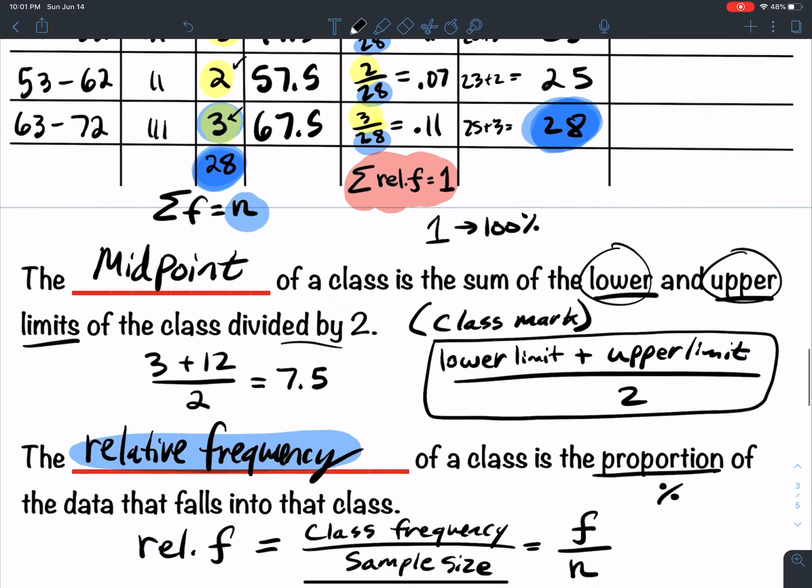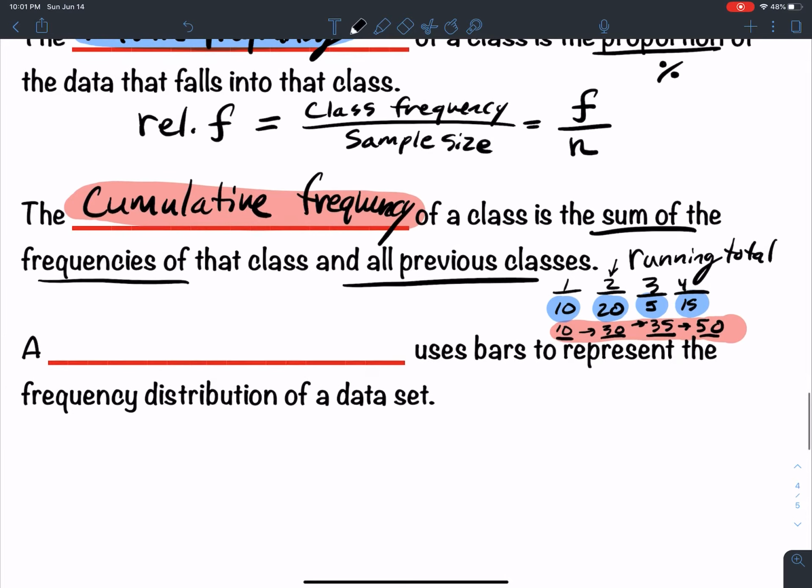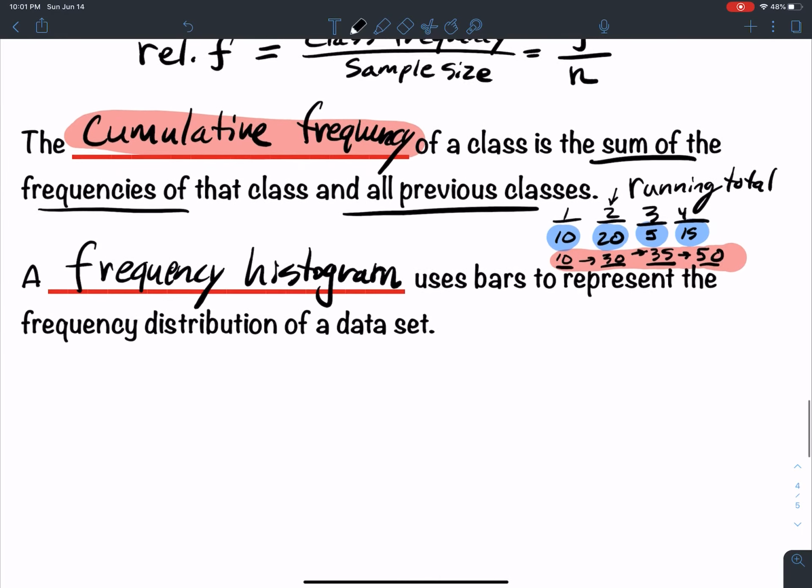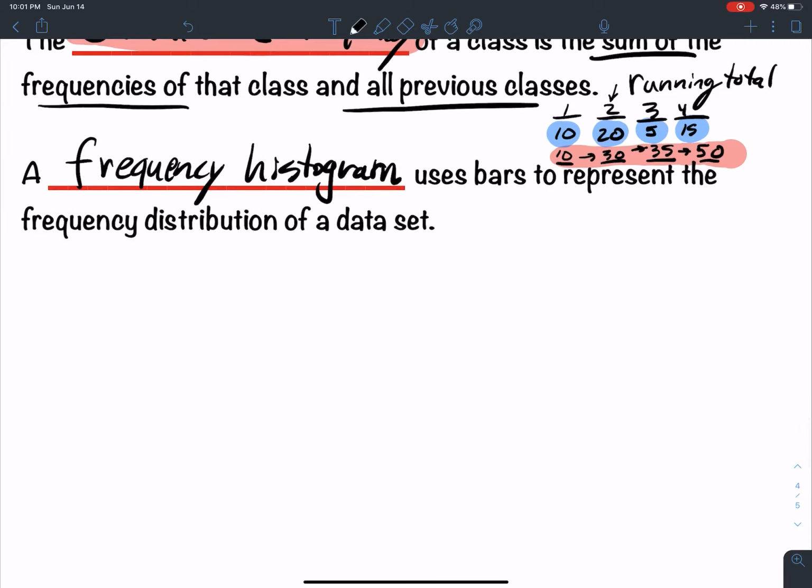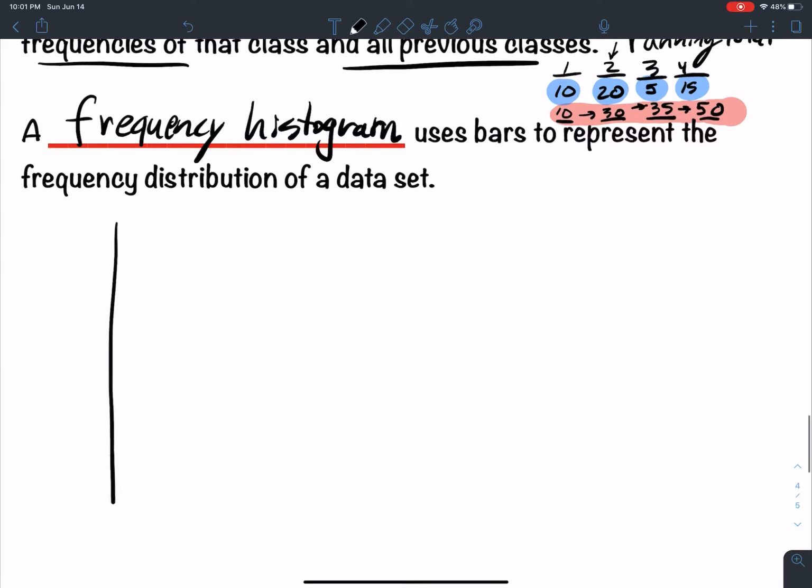Now, this next definition is a frequency histogram. A frequency histogram uses bars to represent the frequency distribution of a data set. So we're taking our data set, we're taking our frequency distribution, and we're putting it into a pretty picture.